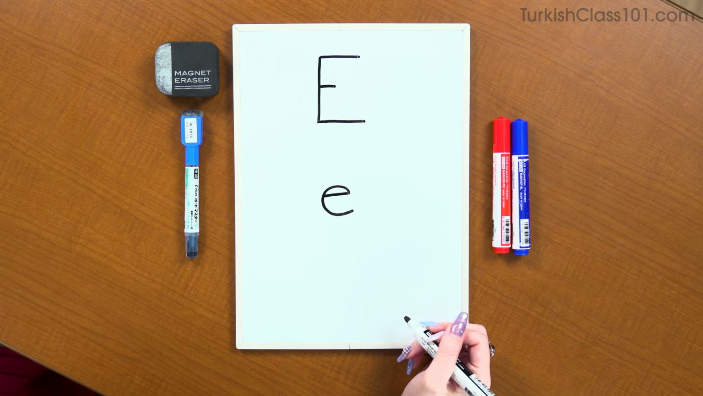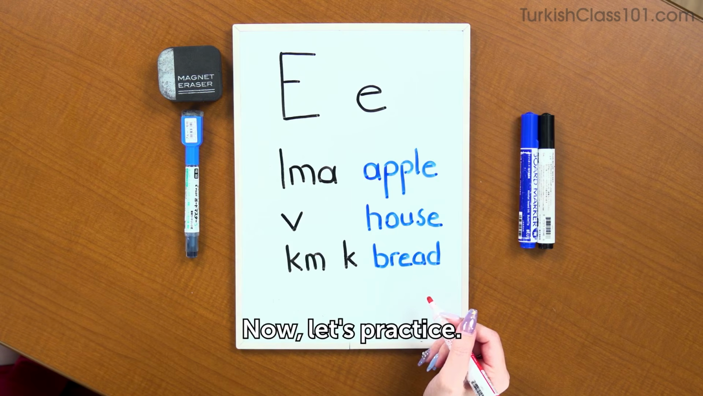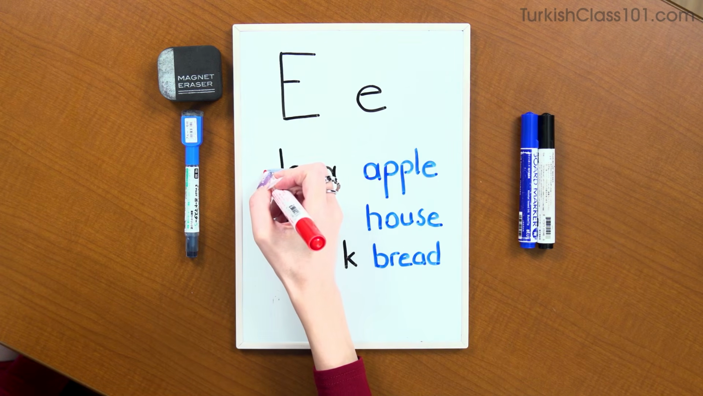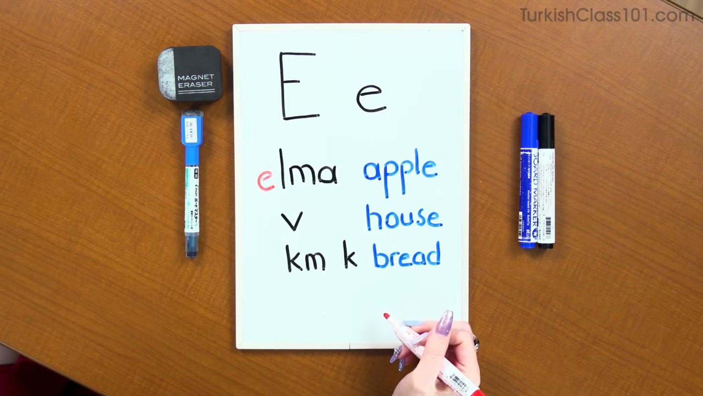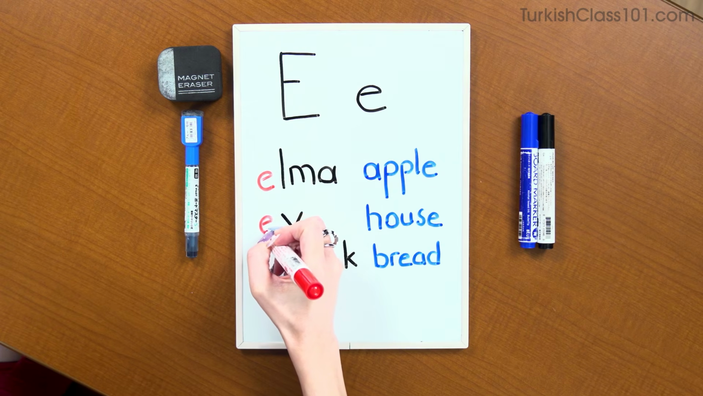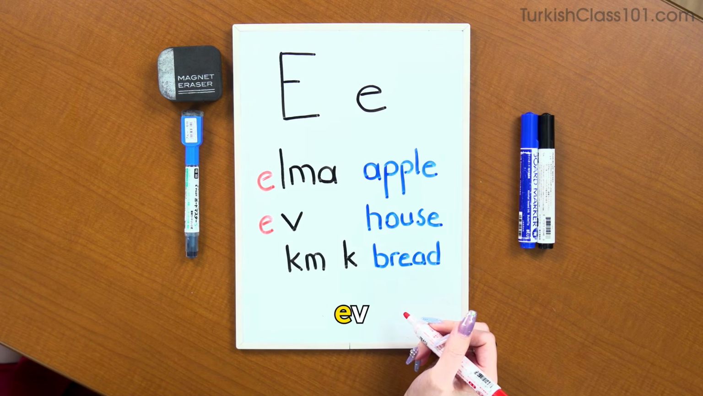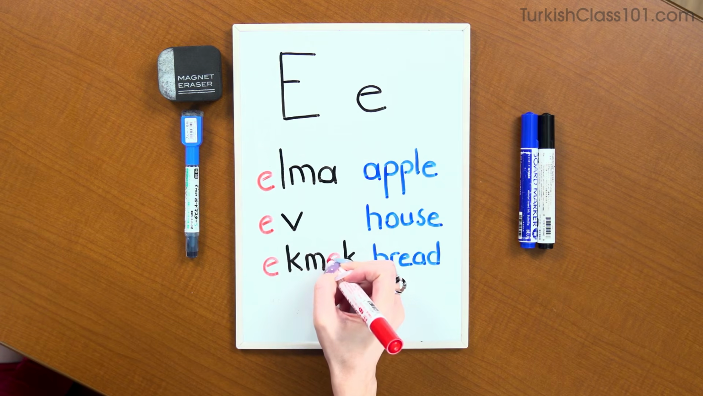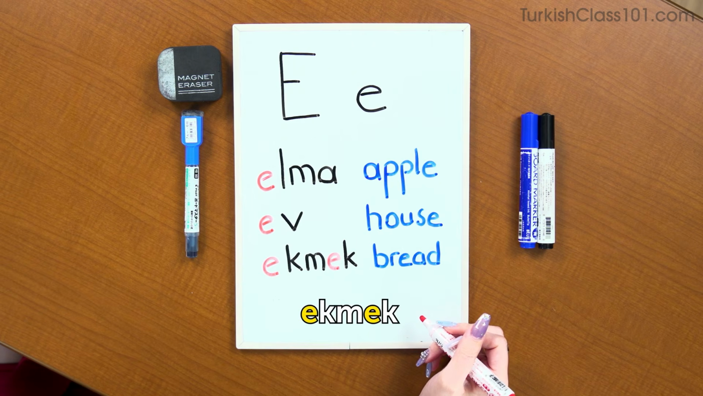Now let's practice. Write E for each of these words. Elma, apple. Ev, house. Ekmek, bread.